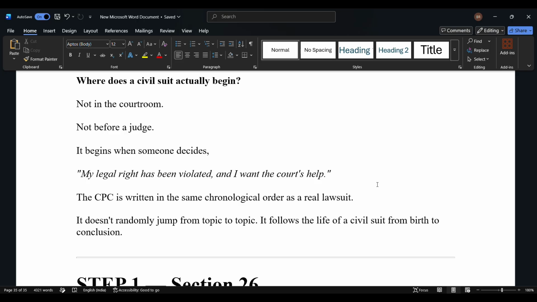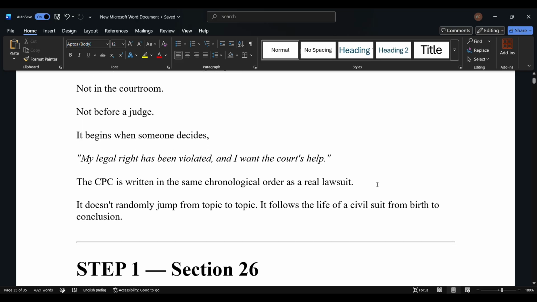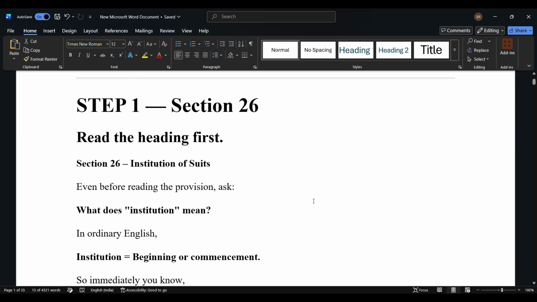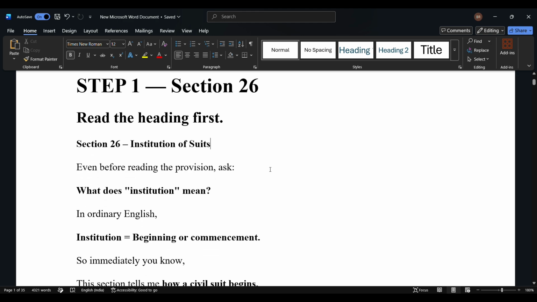The CPC is written in the same chronological order as a real lawsuit. It doesn't randomly jump from topic to topic. It follows the life of a civil suit from birth to conclusion. Step 1. Section 26. Read the heading first. Section 26. Institution of suits.